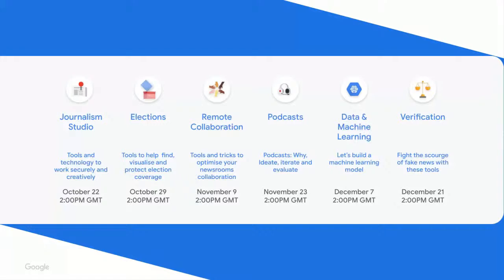Then on November 9th, again at 2 p.m. GMT, we'll be looking at remote collaborations, and these are tools and tricks to optimize newsroom collaborations. And then after that, November 23rd, we'll be looking at podcasts and why and how to ideate, then iterate and evaluate. Then we'll be proceeding to data and machine learning, and this is building machines and learning models. And this is going to happen on December 7th as well. It's going to be at 2 p.m.